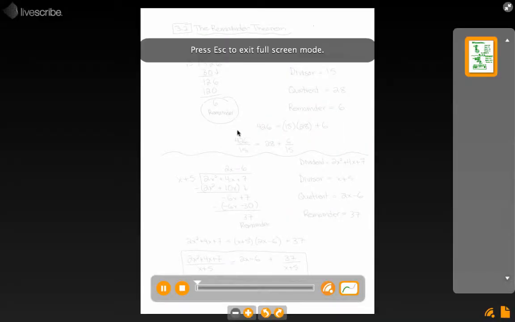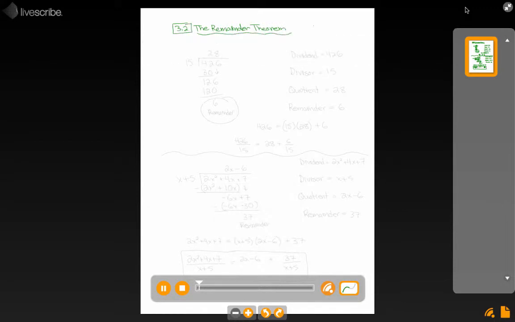The title of 3.2 is the remainder theorem. Before we get to the details of the remainder theorem, we need to remind ourselves of how to do some division. I'm going to start off with long division just of numbers, and we'll link that to the long division of polynomials, and then we'll worry about what the remainder theorem and factor theorem and things like that are.